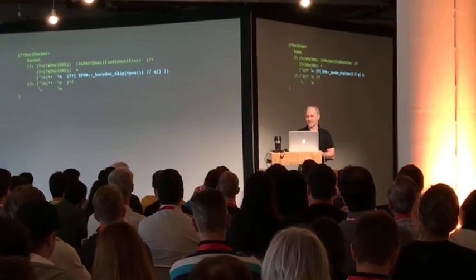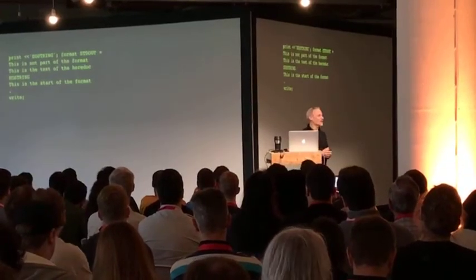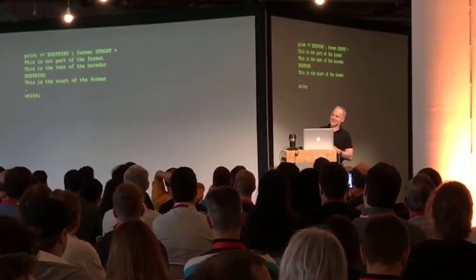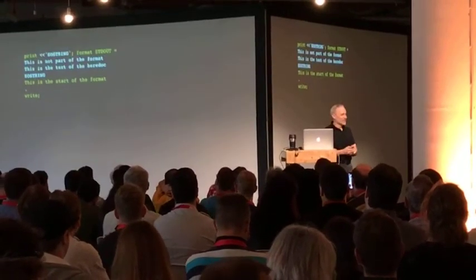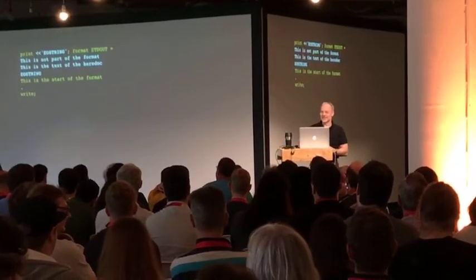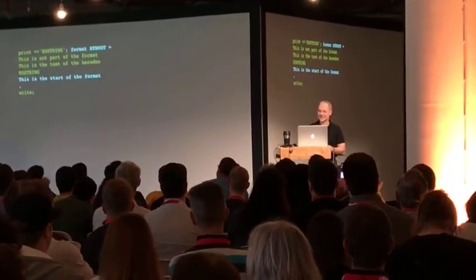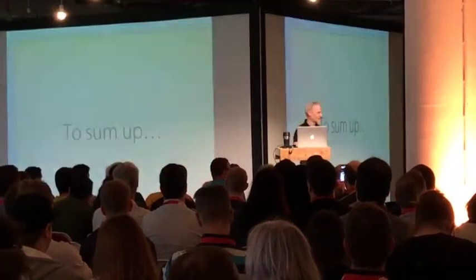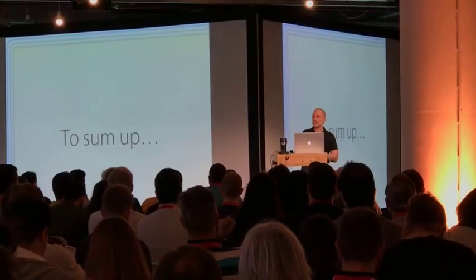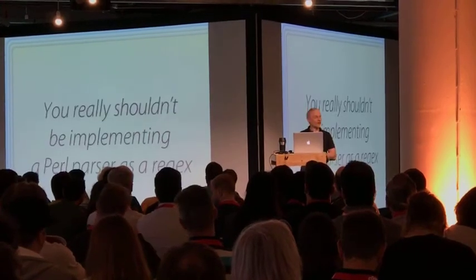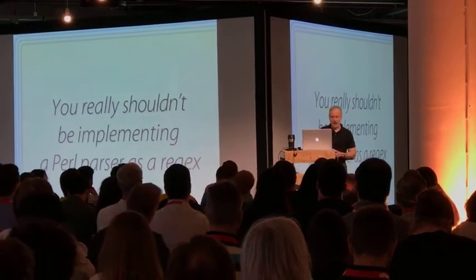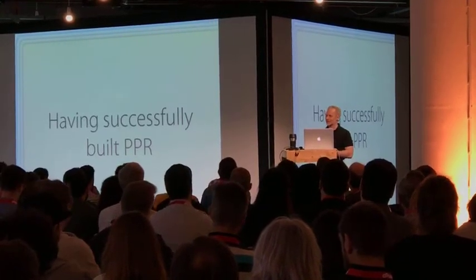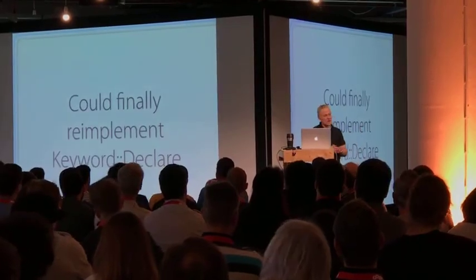This one was the killer. Because it turns out that you can intertwine formats and here docs. You do a here doc, then you do a format, and then you go insane. So, to sum up, you really shouldn't be implementing a Perl parser in regexes. But having successfully implemented a Perl parser in regexes, I could now re-implement my keyword declare.